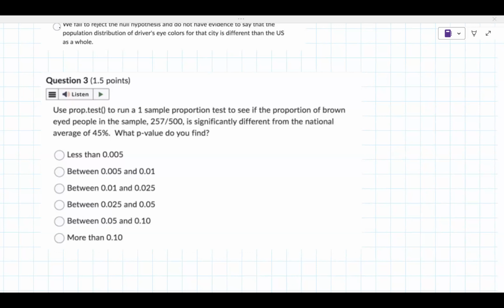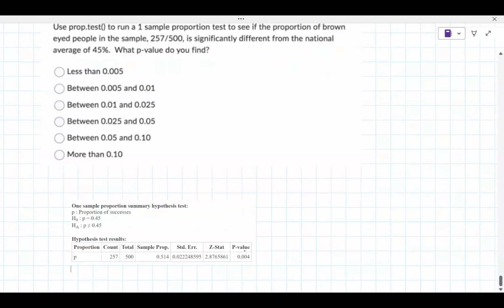So we're doing one sample proportion test with summary. All right, so 257 out of 500. And then we believe that it's 0.45. Significantly different, compute. All right. So the output of this test in the other piece of software I have here shows us that the p-value is 0.004, which is less than 0.005.